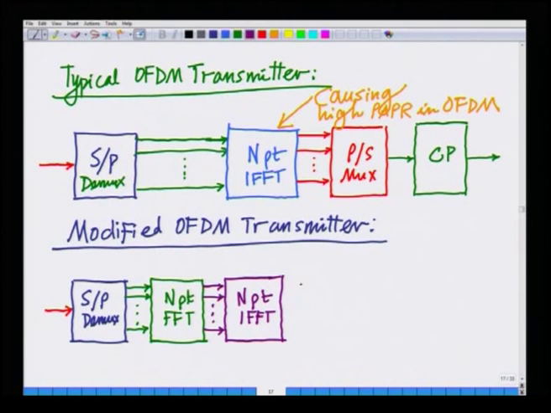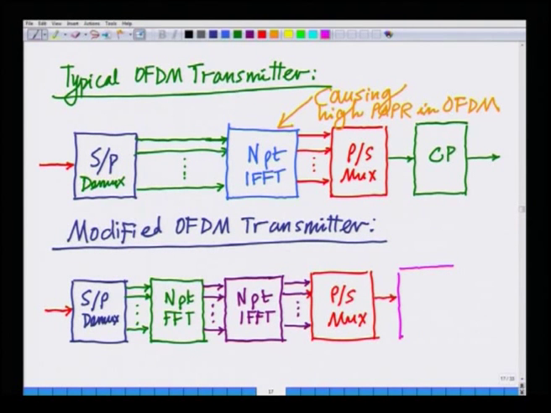We perform the N-point IFFT, and then we perform the parallel to serial multiplexing operation, and then we add the cyclic prefix as usual, and then we transmit. So, this block here, the N-point FFT, is the new block, which is the change with respect to the previous OFDM transmitter.